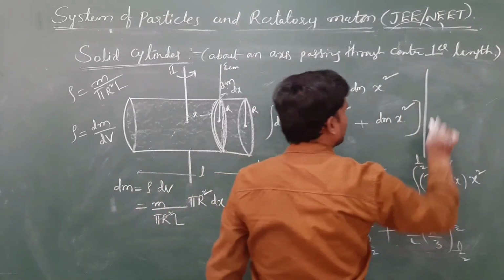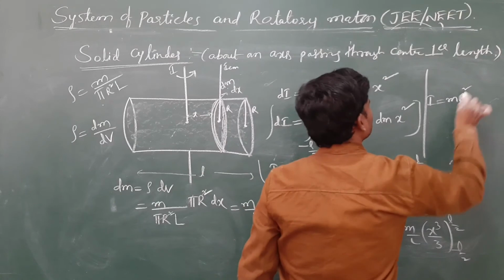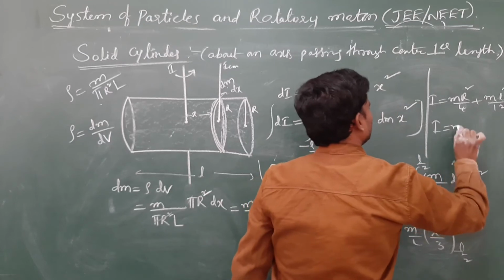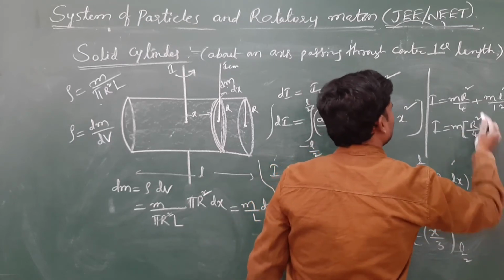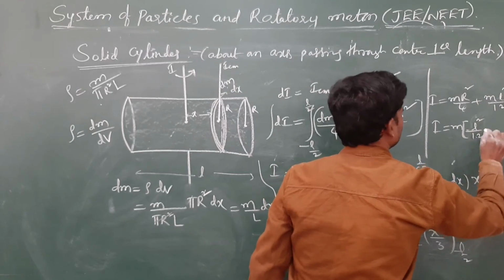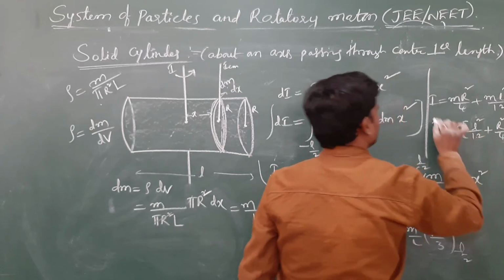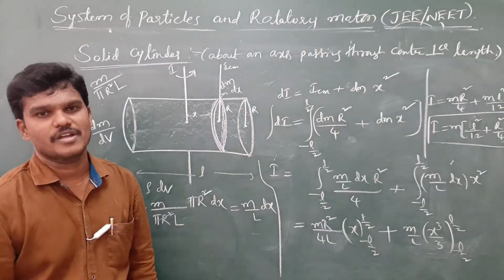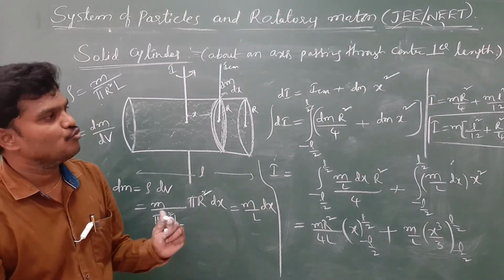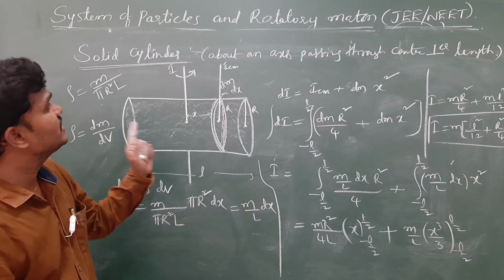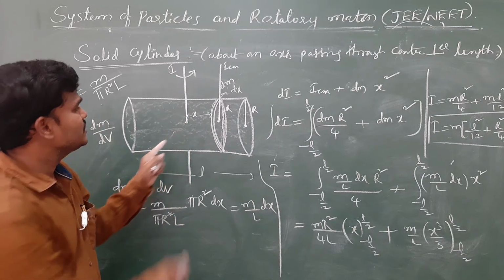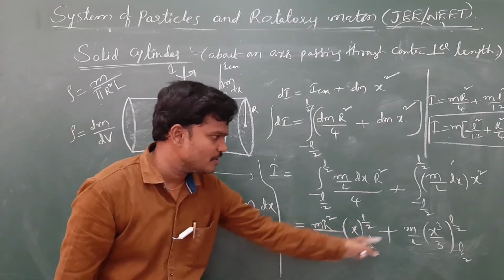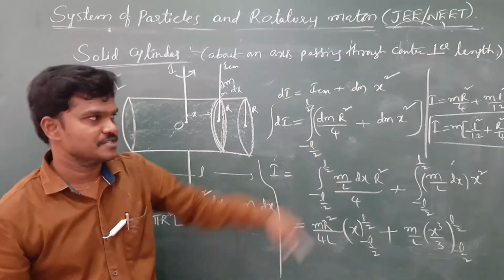So let me write here directly. I is equal to m r square by 4 plus m L square by 12. If you take m out, r square by 4 and L square by 12, the order is not a problem. So the final answer for this one is m of L square by 12 plus r square by 4, that is, m L square by 12 plus m r square by 4. This is the moment of inertia of the solid cylinder about an axis passing through the center perpendicular to the length. Here you just substitute the upper limit and lower limit, and you will get this answer. Verify these calculations.